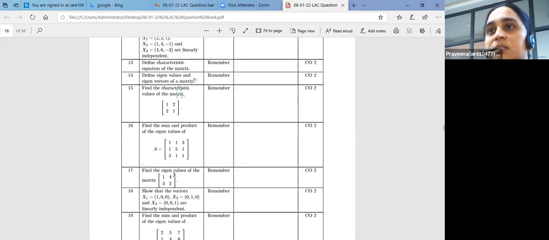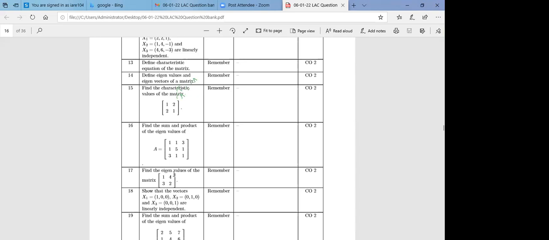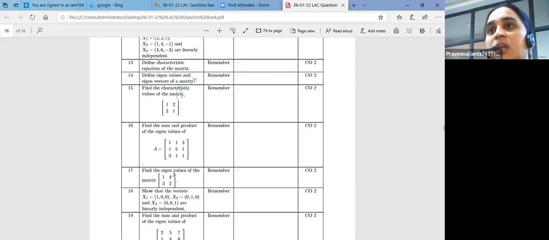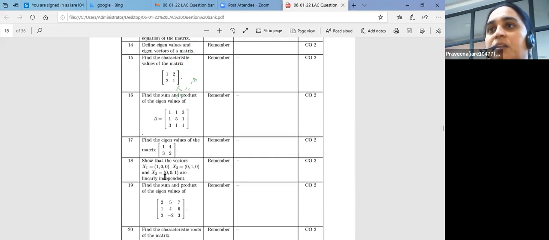Okay, next, find the sum and product of the eigenvalues. Find the sum and product of the eigenvalues means what? Sum of the eigenvalues is equal to trace of A and product of the eigenvalues is equal to det A. Okay, that's the 16th question. And the 17th question, find the eigenvalues of the matrix. For a 2 by 2 matrix, we can easily find the determinant of A minus lambda I equal to 0. For that we directly get the eigenvalues.